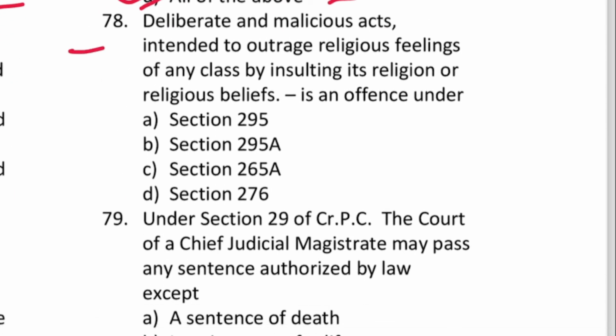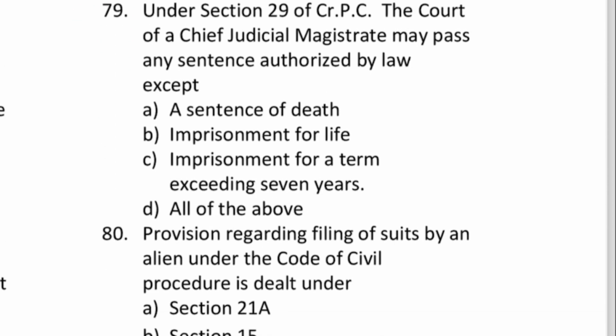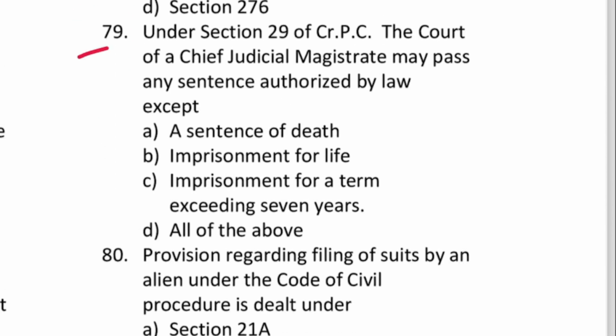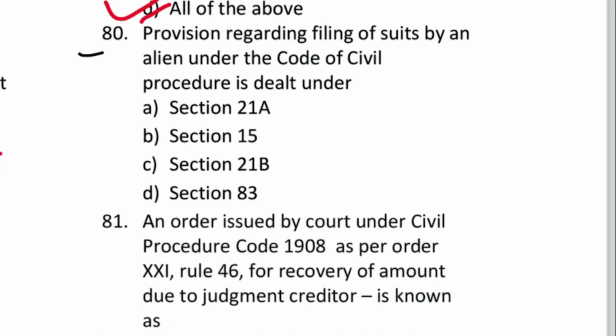Next 78, deliberate and malicious acts intended to outrage religious feelings of any class by insulting its religion or religious belief is an offense under section 295A. B is the answer in IPC. Next 79, under section 29, a court of CJM may pass any sentence authorized by law except a sentence of death, imprisonment for life and exceeding 7 years. All of the above D is the answer. Next 80, provision regarding filing of suit by an alien under CPC is dealt under section 83. D is the answer.